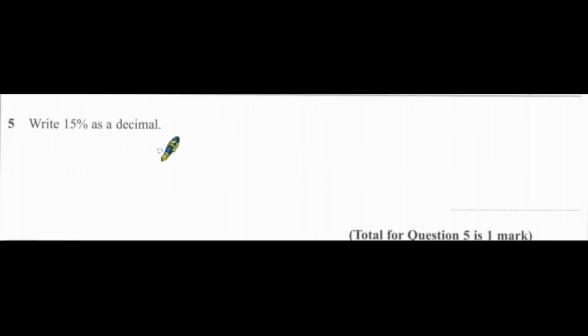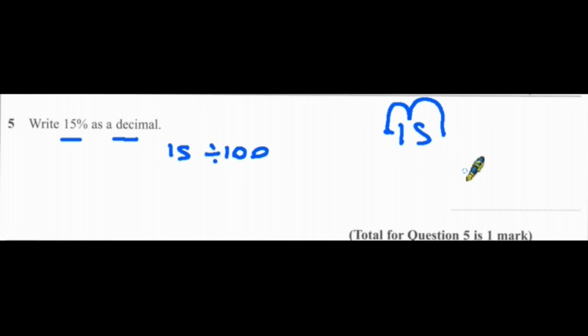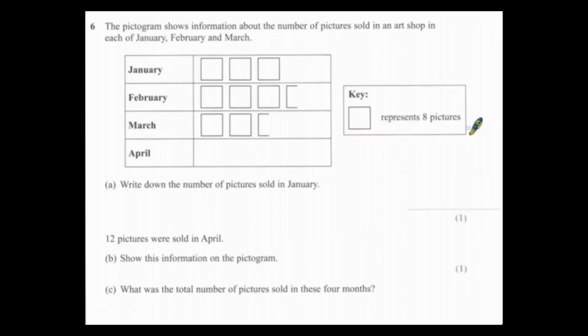Question 5. Write 15% as a decimal. Quite simply, to convert a percentage into a decimal, we divide by 100. So 15 divided by 100. This time we're going to take the decimal point of 15, which is here on the end, and move it 2 places to the left because we are dividing, and the answer we get is 0.15.